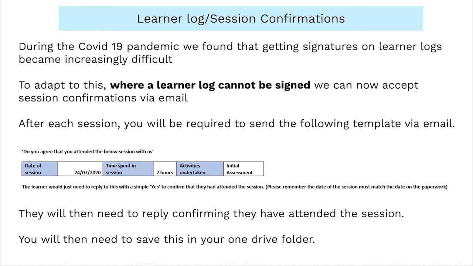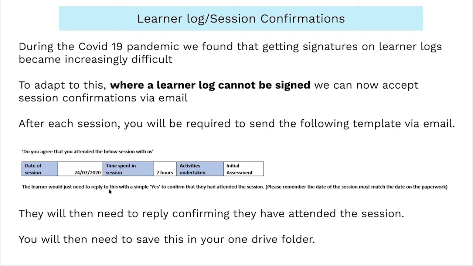Basically, what we ask of you is to contact the learner via email with a template like this. So, do you agree that you attended the below session with us? The date of session, time spent in the session, and what activities were undertaken. You can set this out however you want. We just designed this as a table. If you'd like me to send you the exact information for this, I certainly can do. But if you just create a table in Outlook, you should be able to basically copy this.